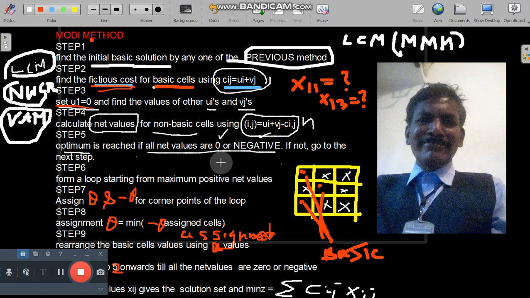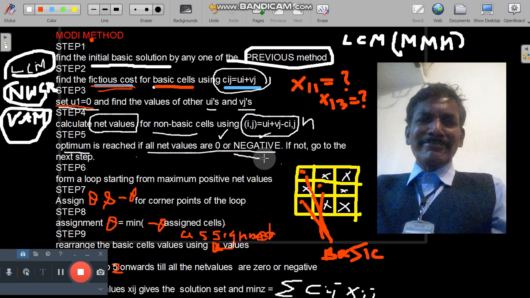Then if you multiply the number of transported items by the cost and add all of them, you will get the total transportation cost. So if all the net values are 0 or negative, then we understand the problem is over. That is the least transportation cost. We cannot find a transportation cost less than that. That is the meaning. So this is the criteria for optimum.